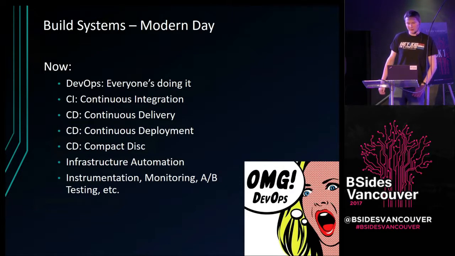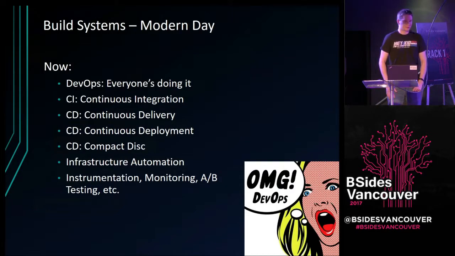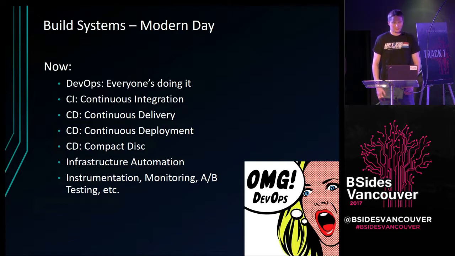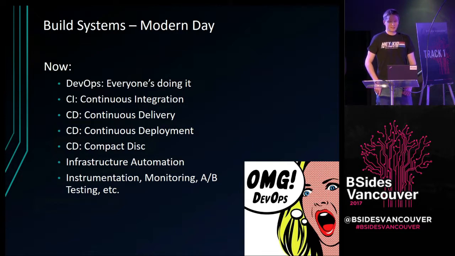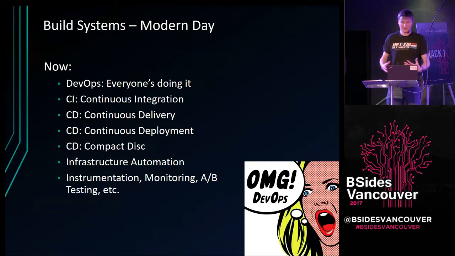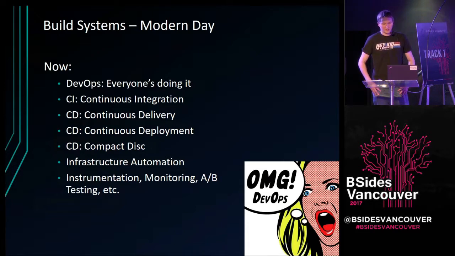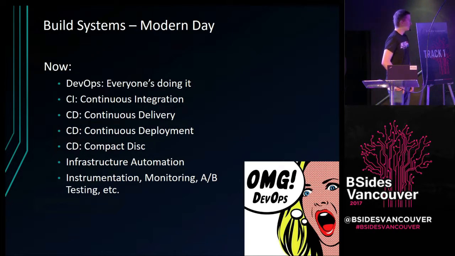Moving on to modern day though, this all starts to change. In modern day, we've moved to the world of DevOps. Everyone's doing DevOps. If you're here and you're not doing DevOps, you're probably also not making software or things like that. So DevOps comes with a bunch of different components, in terms of build system pieces. You've got CI, which is continuous integration. You've got CD, which is continuous delivery, and a variation on that is continuous deployment.